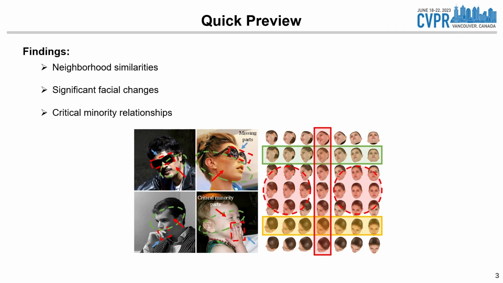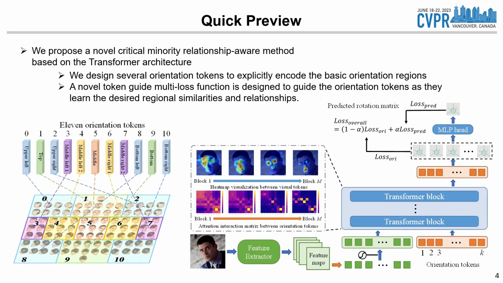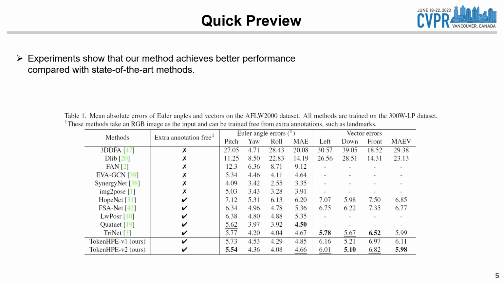First, we will give you a short 1-minute preview. In this paper, we identified 3 cues from head images, namely, neighborhood similarities, significant facial changes, and critical minority relationships. To leverage the observed findings, we propose a novel critical minority relationship-aware method based on the transformer. Besides, a token guide multi-loss function is designed to guide the orientation tokens to learn the regional similarities and relationships.